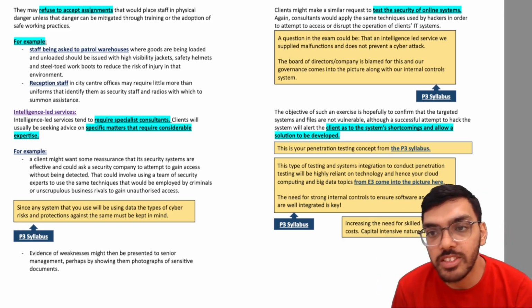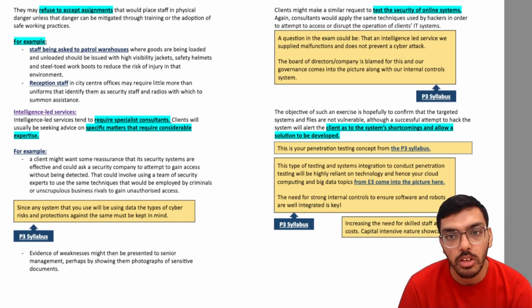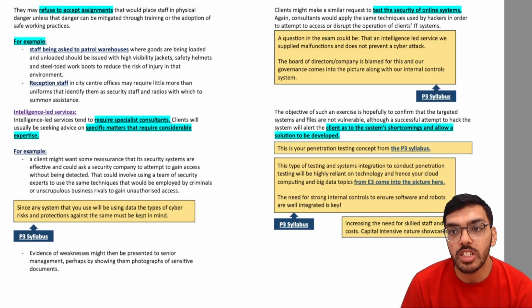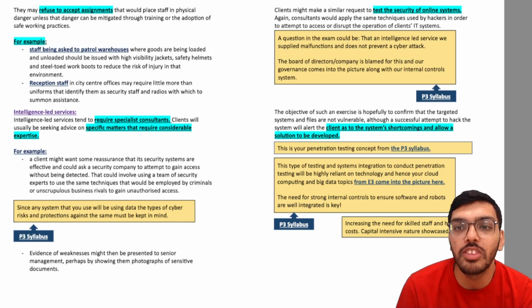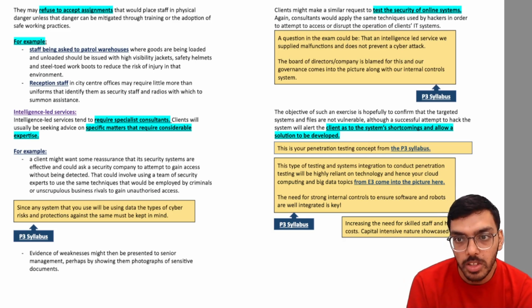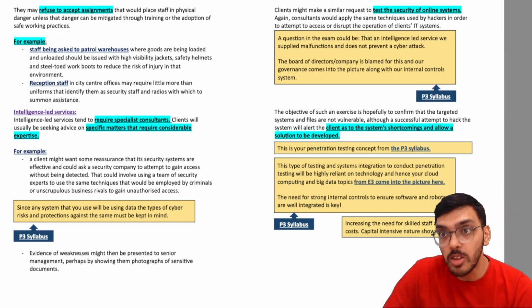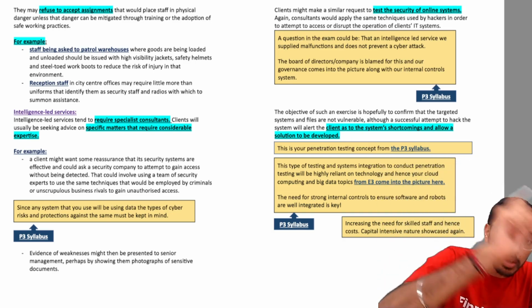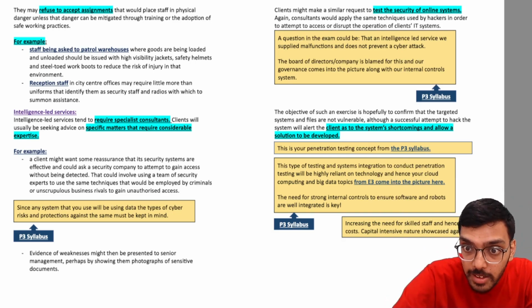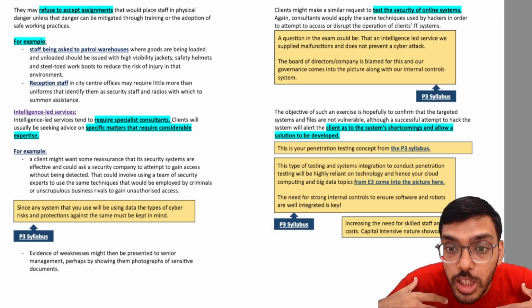The objective of such an exercise is hopefully to confirm that the targeted systems and files are not vulnerable. Although a successful attempt to hack the system will alert the client as to the system's shortcomings and allow a solution to be developed. So this is pretty much your penetration testing concept, where you as a security service provider are trying to penetrate the systems of your client to understand where the weakness is. This is penetration testing. From the industry analysis we know, which is a very growing market. Lots of companies are doing this. And from your P3 syllabus, penetration testing should be something that you are clear about.